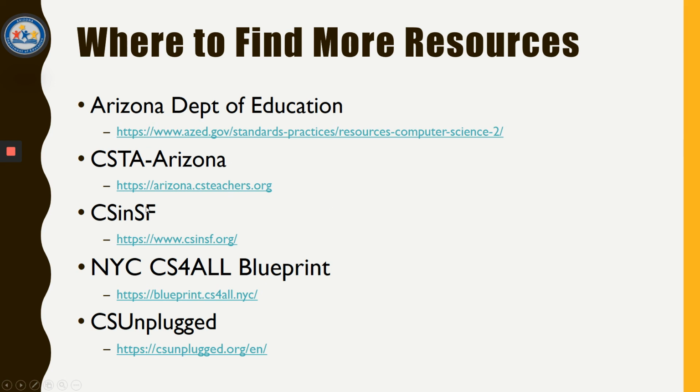We have the Computer Science in San Francisco initiative, which is a collection of teachers and districts in San Francisco who have developed curriculum and resources for teaching computer science at all grade levels. We have New York City's CS for All blueprint, which includes videos of pedagogical strategies that can be used in computer science classrooms, as well as curriculum for all grade levels. And lastly, as was mentioned before, the CS Unplugged website, which is a variety of resources at all grade levels, especially useful as standalone lessons or lessons without a computer.